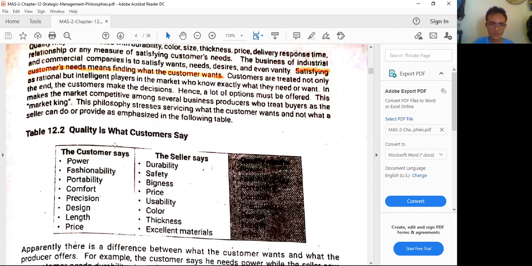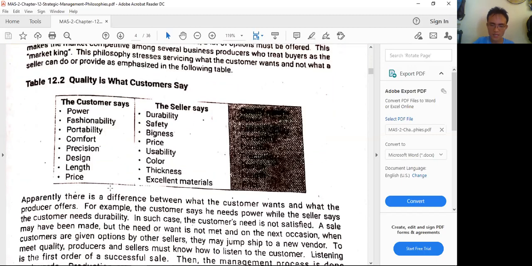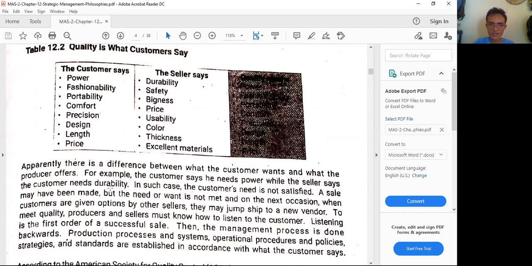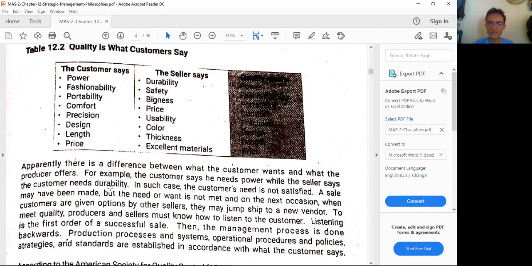All right, so quality is what the customer says. The customer says power, the seller says durability, fashionability, safe, comfort, price. So we can notice there are a lot of differences between the perspectives of the customer and the seller. In such case, the customer's need would not be satisfied if the two do not coincide with each other. Therefore, the seller has to adjust to the needs of the customer. So listening is very important for the seller to satisfy the needs and wants of the customers.